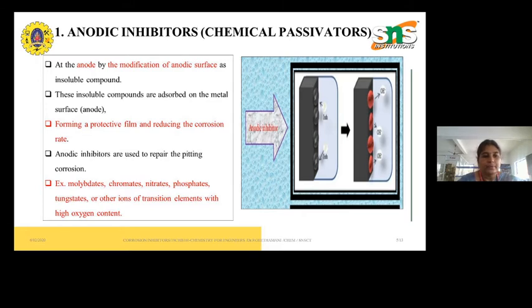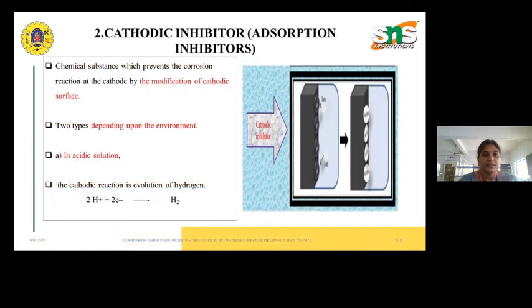Examples: molybdates, chromates, nitrates, phosphates, tungstates, or other ions of transition elements with high oxygen content are used as anodic corrosion inhibitors. Similarly, the next method is cathodic inhibitors, which are adsorption inhibitors. Cathodic inhibitors, or adsorption inhibitors.